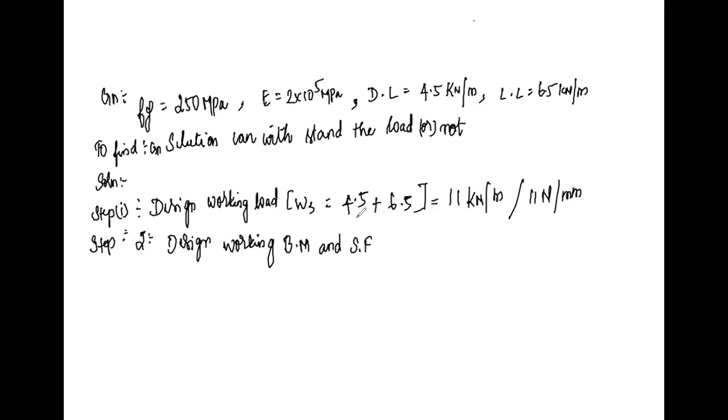It is a simply supported beam, continuously restrained laterally. It is in the form of UDL, because 4.5 kilonewton per meter means it acts throughout its length. See, this is the beam. It is a simply supported beam. In this beam, the load is acting throughout its span length.